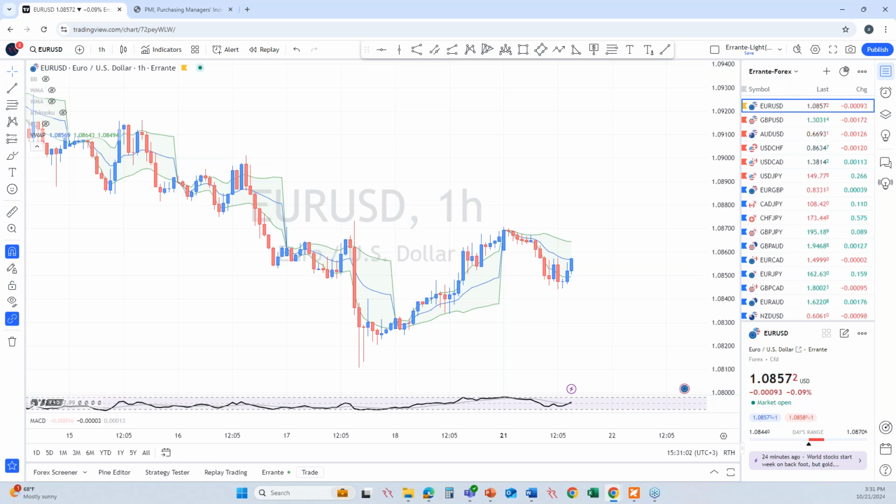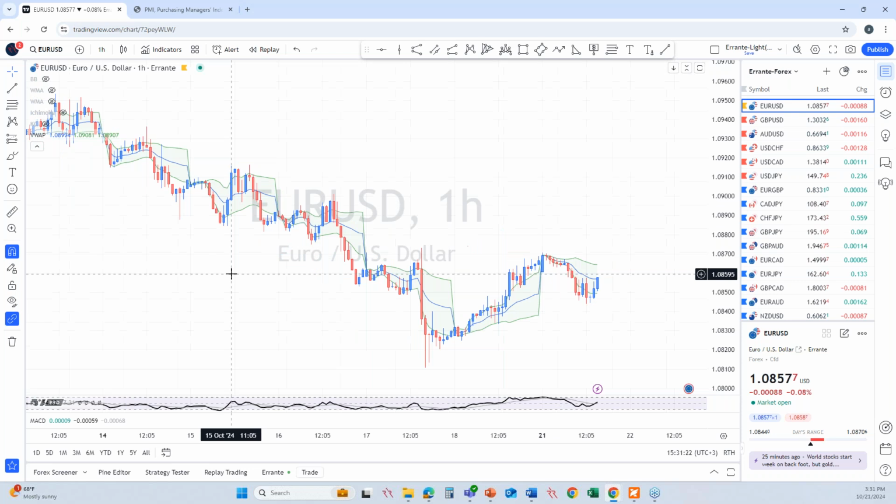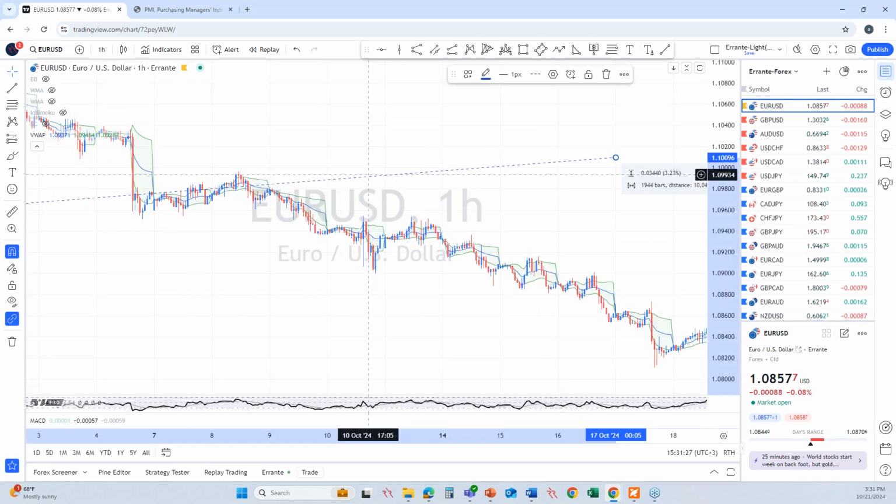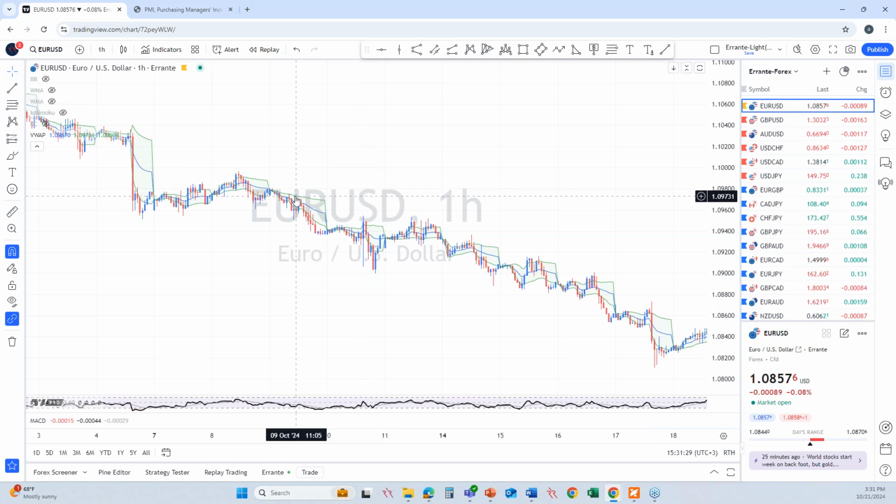The VWAP is particularly effective for intraday trading. So use it alongside shorter time frames like 15 minutes or 1 hour charts to enter positions when the price returns to VWAP after a strong breakout. And this serves as a potential re-entry point during trends.